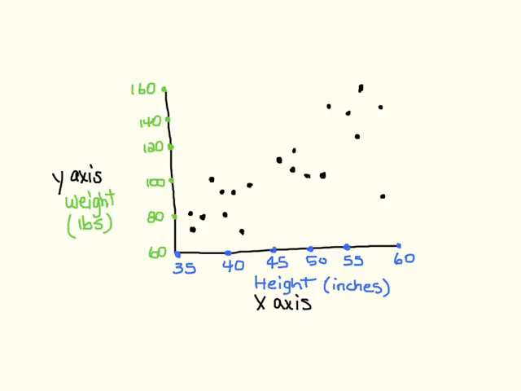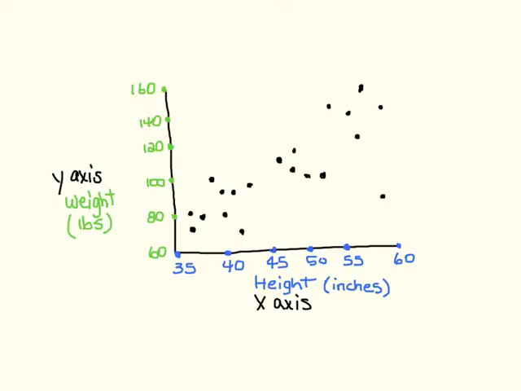This shows the 20 people's heights and weights plotted on the graph. You can see here that there is a relationship. It looks like there is a relationship between height and weight, because as height increases, weight increases, right? The numbers tend to go along a line like this. The lower the height, the lower the weight. The higher the height, the higher the weight.